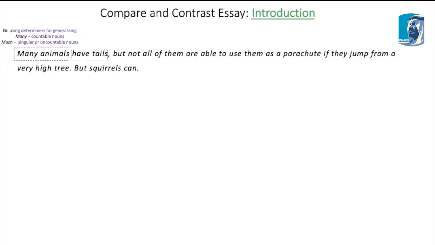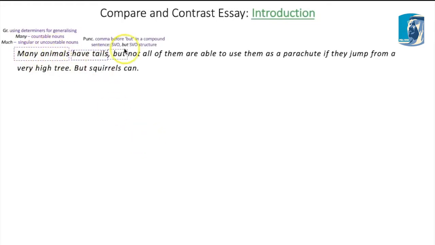Make sure that the verb that follows, and in this case it's have, agrees with the subject. So we have the plural subject, so we use the plural verb have. If it was singular, we would have used has. So this is often a common mistake when it comes to mechanics in student writing, subject-verb agreement. So it also agrees with the object, which is tails, because we are working with a plural subject.